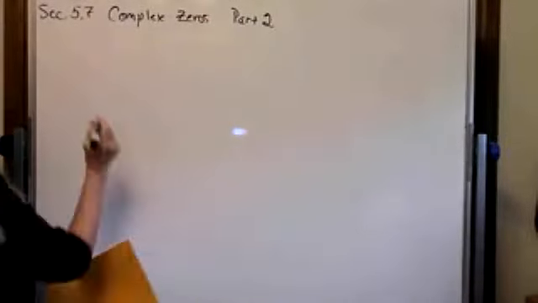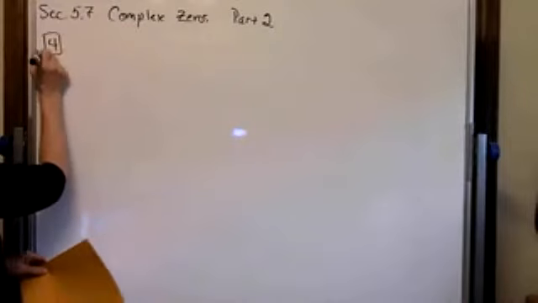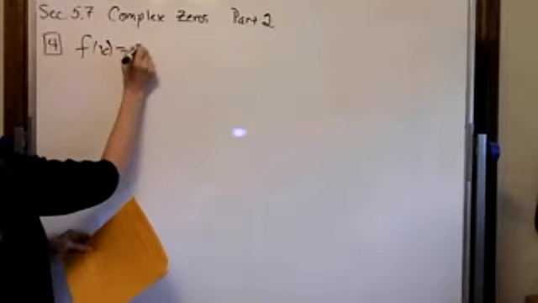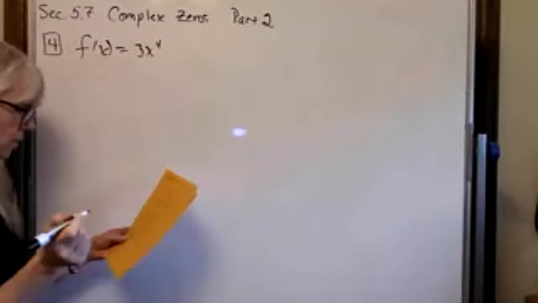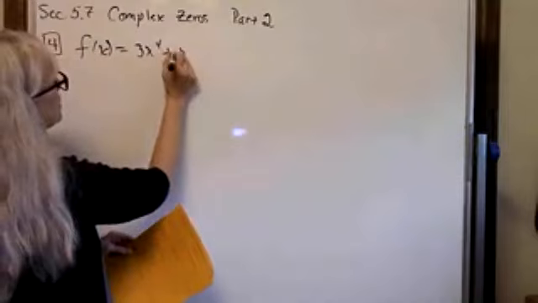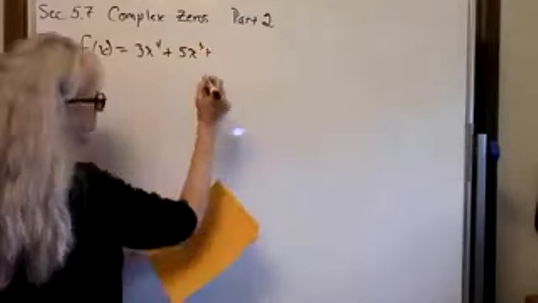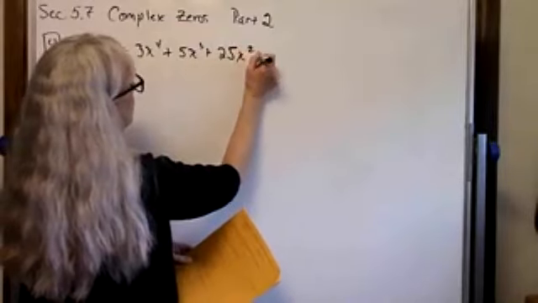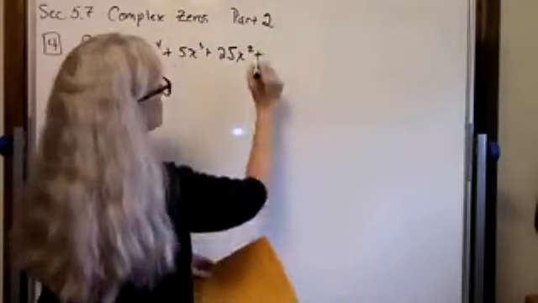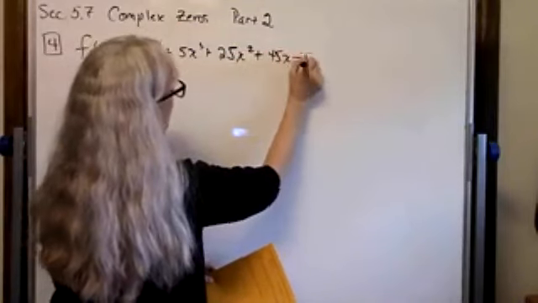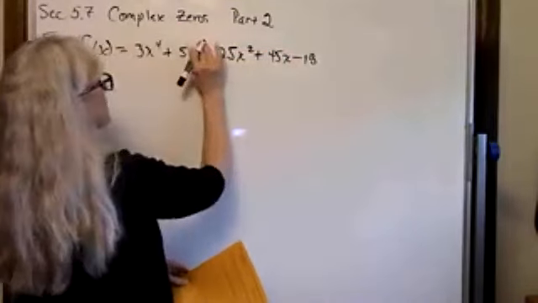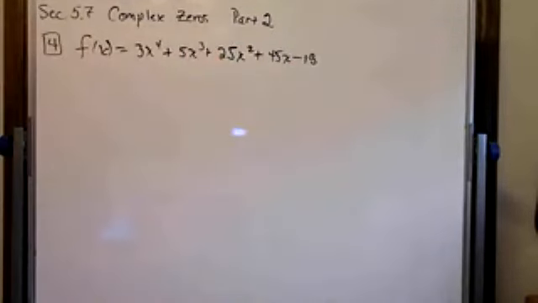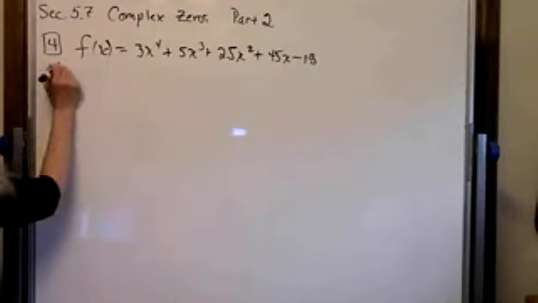So this is example 4. Our polynomial function is f of x equals 3x to the fourth plus 5x to the third plus 25x squared plus 45x minus 18. That's a 3 sitting there. It doesn't look good, but it's a 3. So we now know, because it's a 4th degree polynomial, that we're looking for 4 zeros.